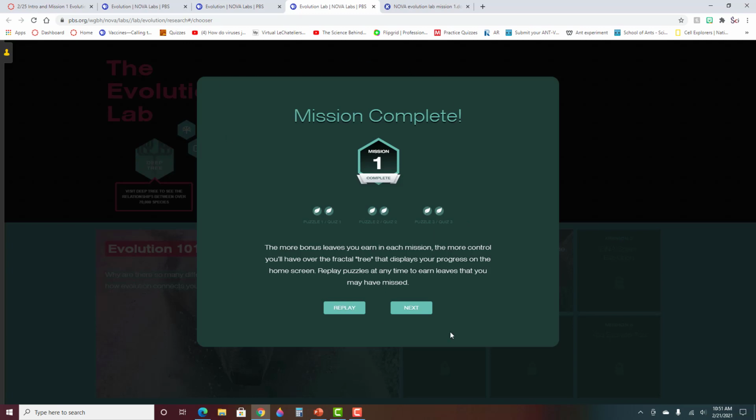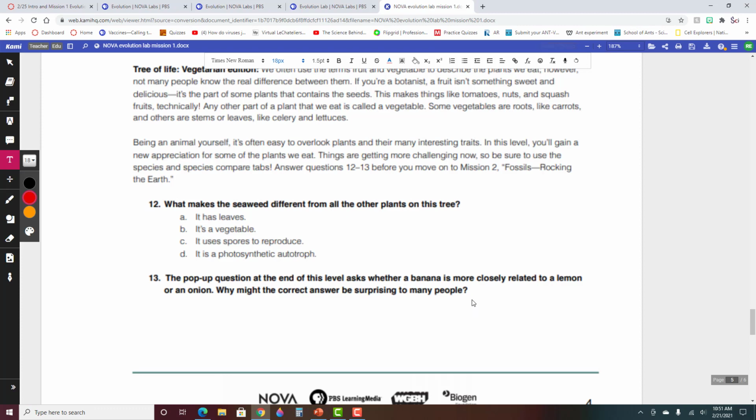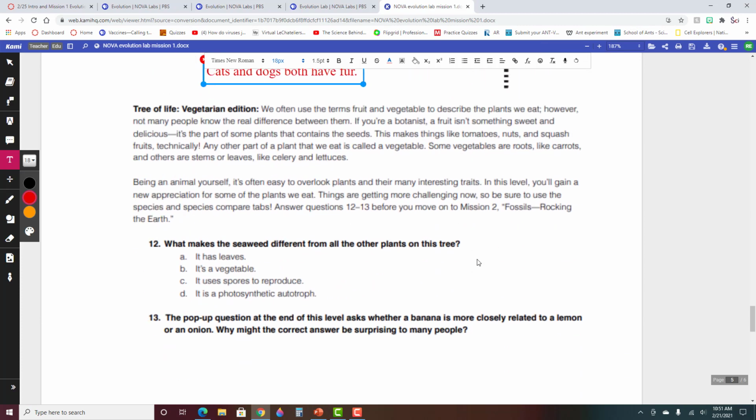And then, do not close this window. You need this. Let me go back to the assignment page here. So what does it say?